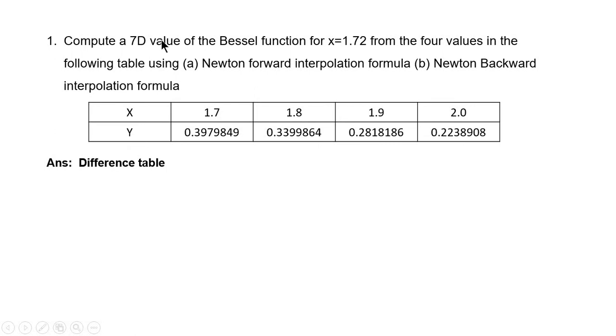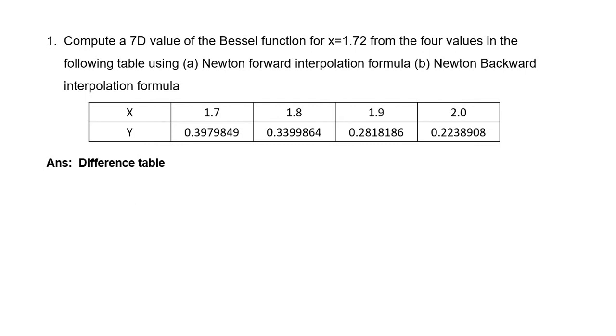Problem 1. Compute a 7D value of the basis function at x equal to 1.72 using both forward as well as backward interpolation formula. We can use both because the values of x are all equally spaced. The differences of x are all 0.1. 1.8 minus 1.7 is 0.1. 1.9 minus 1.8 is again 0.1. 2.0 minus 1.9 is again 0.1. All are equally spaced, so h is 0.1. Therefore, we can use both forward as well as backward interpolation formula.